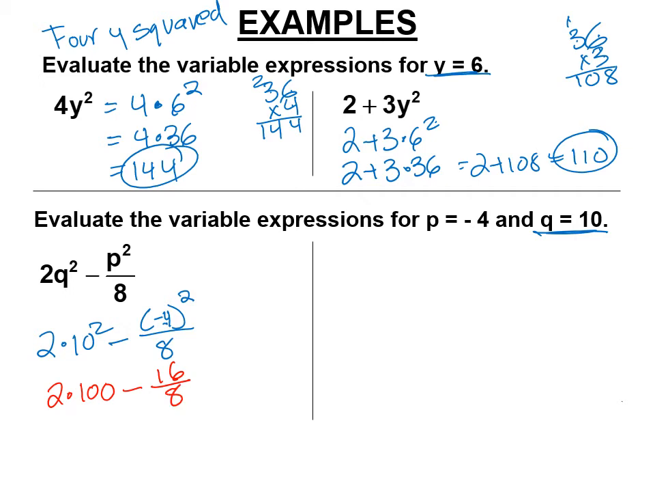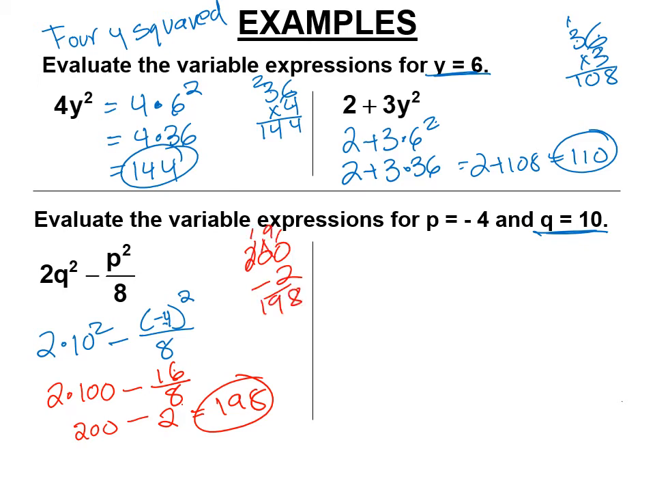Now we got to get our multiplying, dividing done. 2 times 100 is 200. 16 divided by 8 is 2. So it's 200 minus 2. What's 2 lower than 200? It's 198. And I would do it that way, right? Instead of sitting there and doing this business, just realize that 2 lower than 200 is 198.